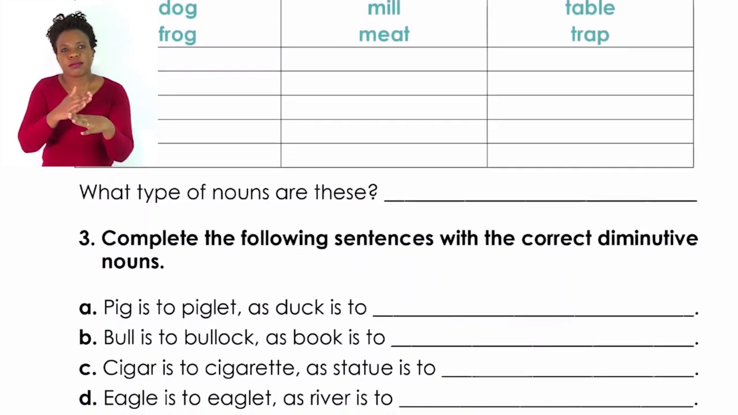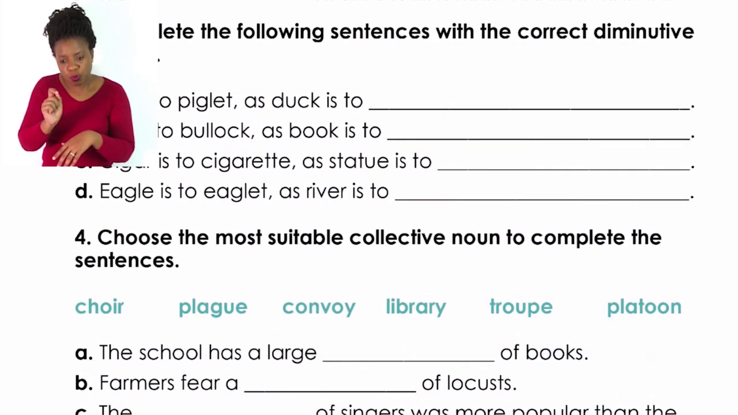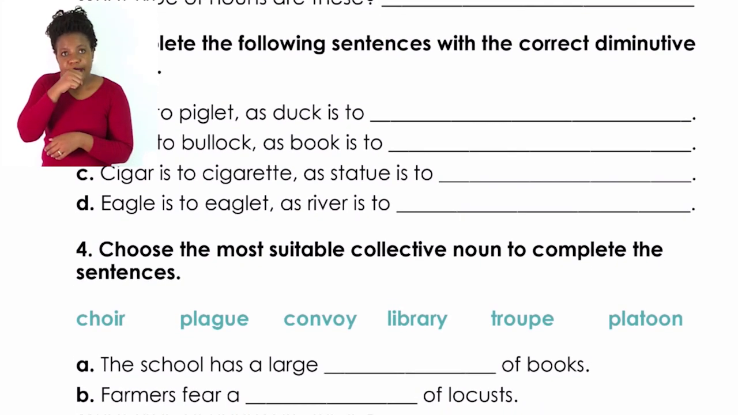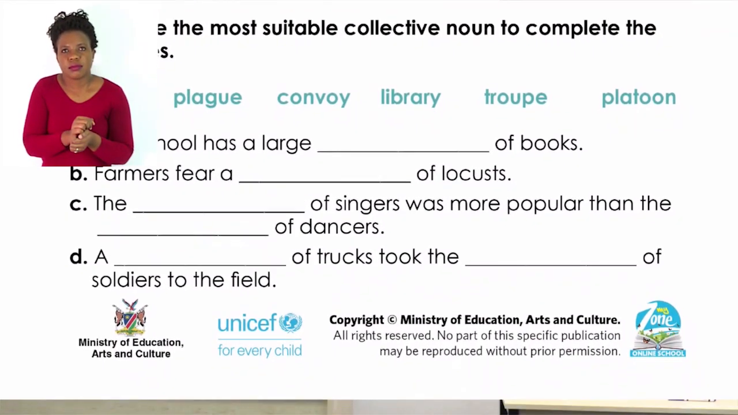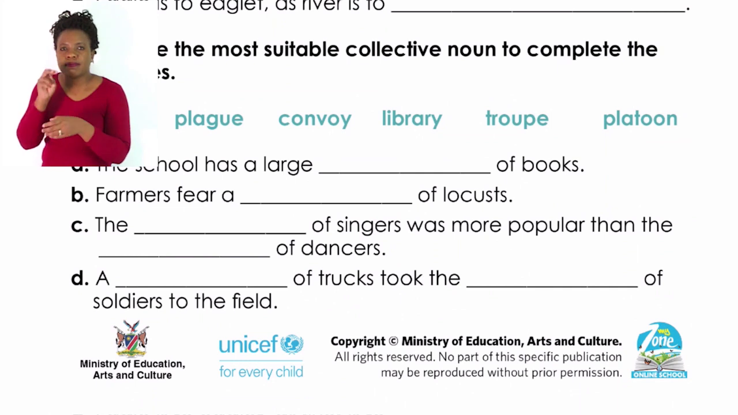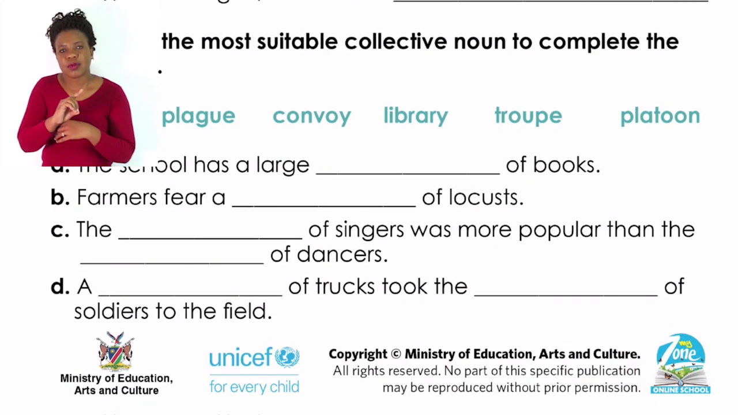It says, complete the following sentences with the correct diminutive nouns. A, pig is to piglet, as duck is to duckling. Bull is to bullock, as book is to booklet. So also finish off the remaining sentences. 4th activity, choose the most suitable collective noun to complete the sentences. The collective nouns that we have there are choir, plug, convoy, library, troop, platoon.